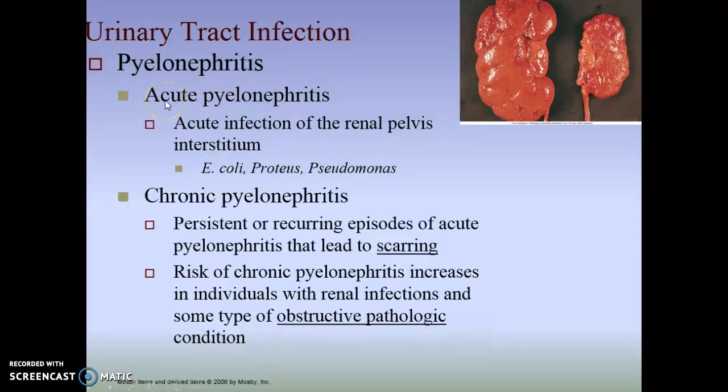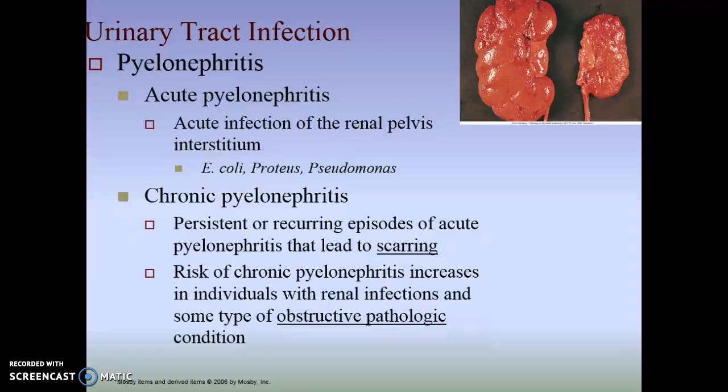And it can be acute, meaning that it comes on quickly. It's just kind of one of those random things that happens, or it can be chronic. And this is going to be persistent or recurring episodes of acute pyelonephritis that leads to scarring. Some reasons for the chronic pyelonephritis is that depending on what organism you have, if the organism is antibiotic resistant, it's hard to get the antibiotics in your system at a high enough concentration to treat it, to get the right one that the bacteria might be susceptible to.